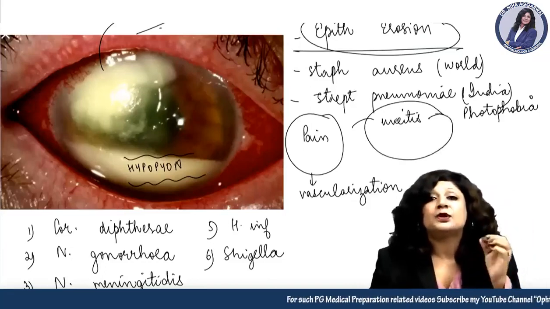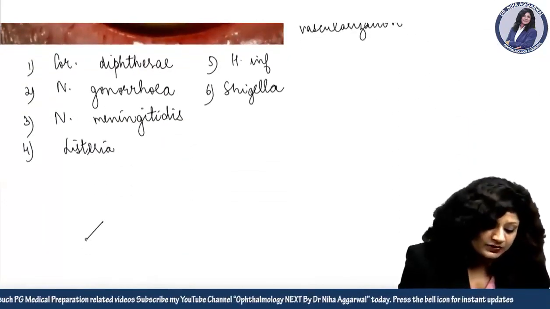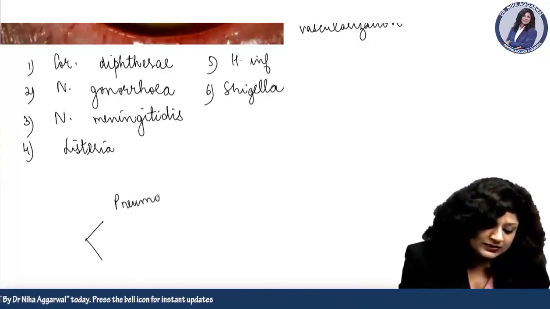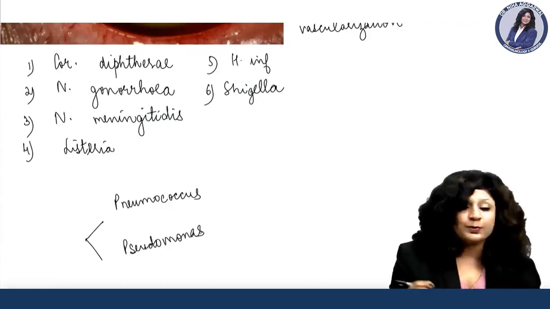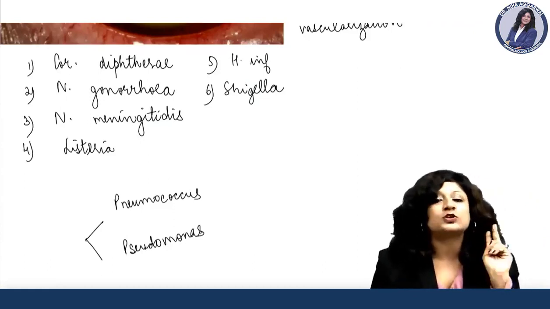And third, the most dangerous hypopyons. The most dangerous hypopyons are produced by two bacteria. One is the pneumococcus, and another is the pseudomonas. So the most important and most severe hypopyons are produced by two bacteria. One is the pneumococcus, another is the pseudomonas.